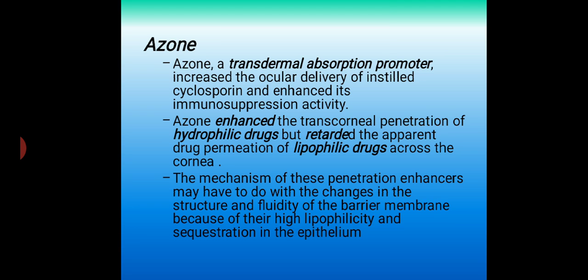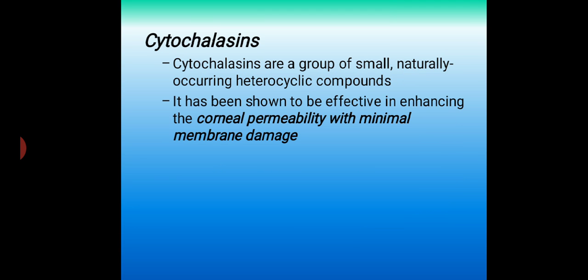The next one is the cytochalasins. They are also small naturally occurring heterocyclic compounds which enhance the corneal permeability with minimum damage to the membrane. So that's all about the penetration.